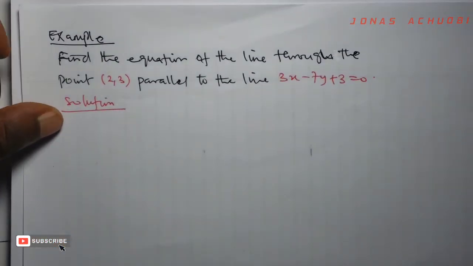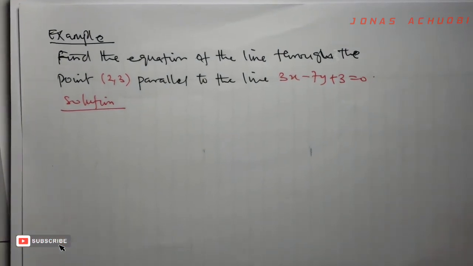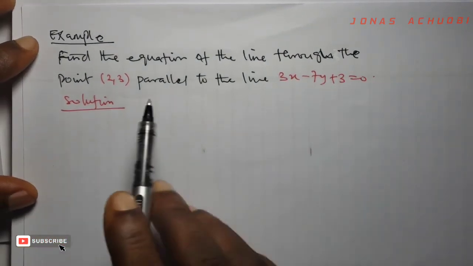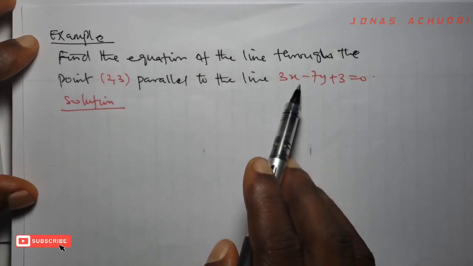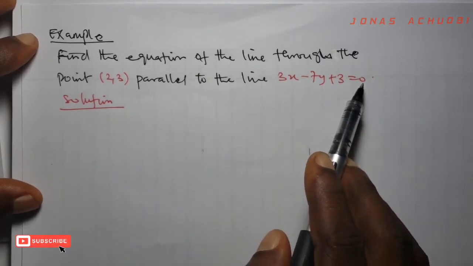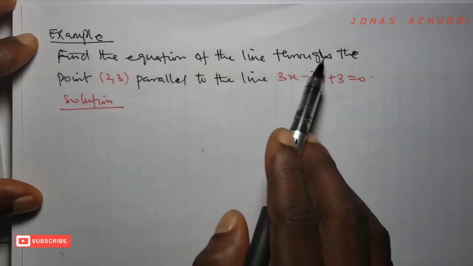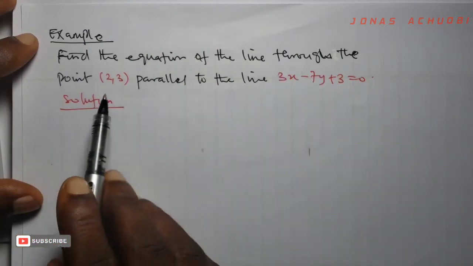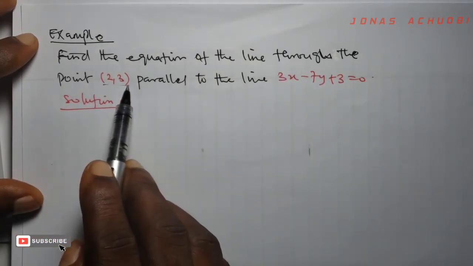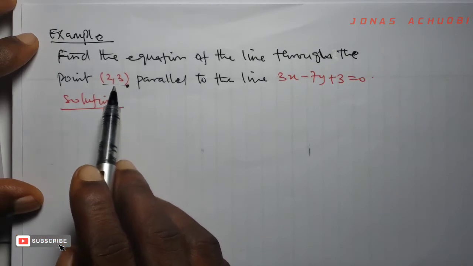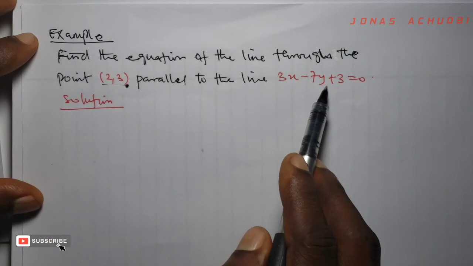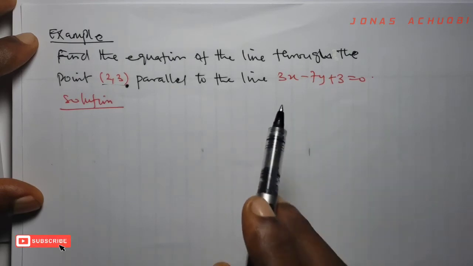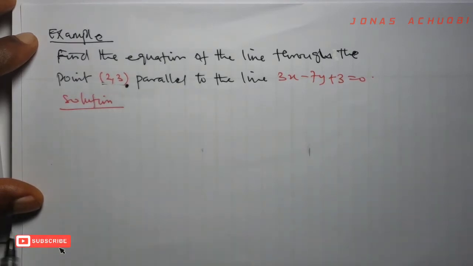Another example. Find the equation of the line through the point (2, 3), parallel to the line 3x minus 7y plus 3 equal to 0. Here, we have a line that goes through one point which we know, (2, 3). But we are told that the line that goes through this point is parallel to another line, and the line is this. So we should find the equation of this other line.